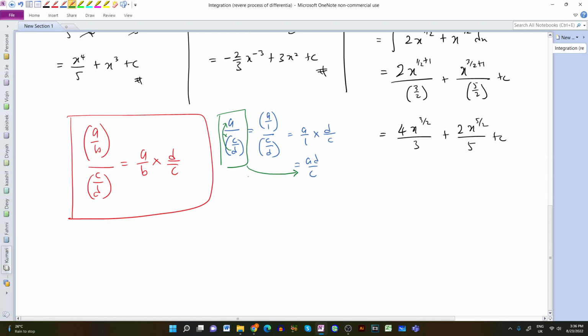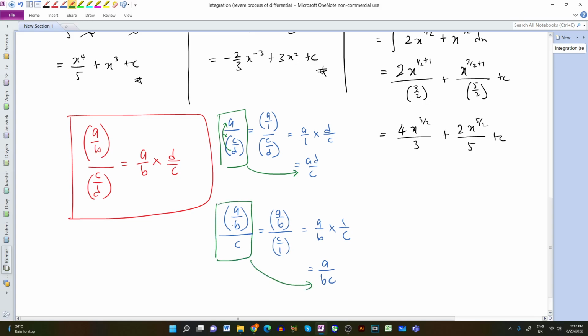Okay, teacher. Now there's another thing also. Let's say on the numerator there is a fraction, denominator there's an integer. So in this case, again you have to consider that, as a general rule, there's a 1 here. So a over b times 1 over c, you get a over bc. In other words, if you want to remember a shortcut, b times c, you get a over bc.